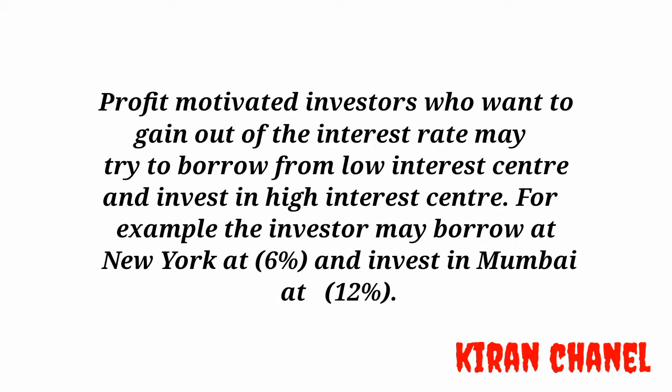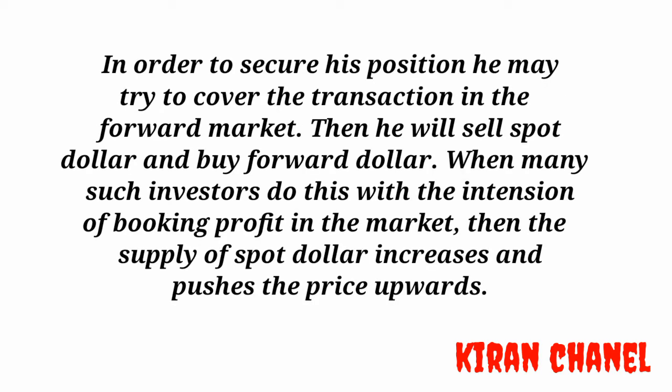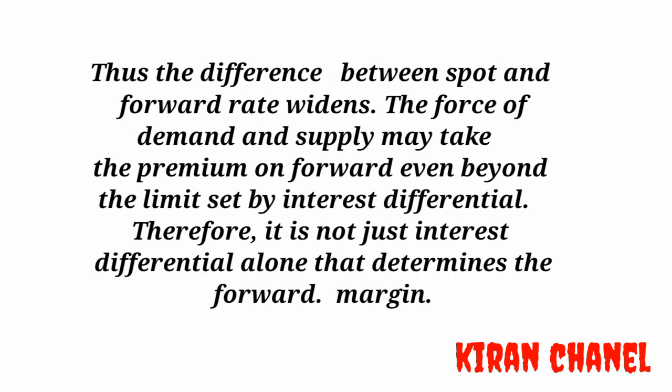Profit motive. Investors who want to gain out of the interest rate may try to borrow from a low interest center and invest in a high interest center. For example, the investor may borrow in New York at 6% and invest in Mumbai at 12%. In order to secure his position, he may try to cover the transaction in the forward market. Then he will sell spot dollar and buy forward dollar. When many investors do this with the intention of booking profit, the supply of spot dollar increases and forces the price downward. Thus, the difference between spot and forward rates widens.